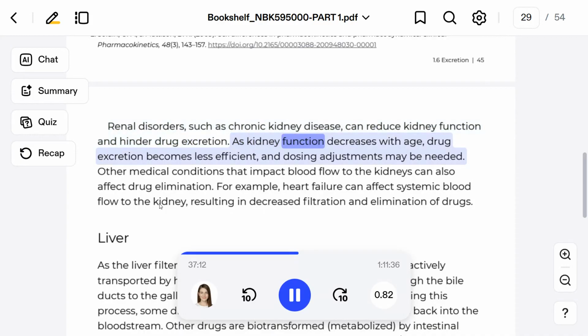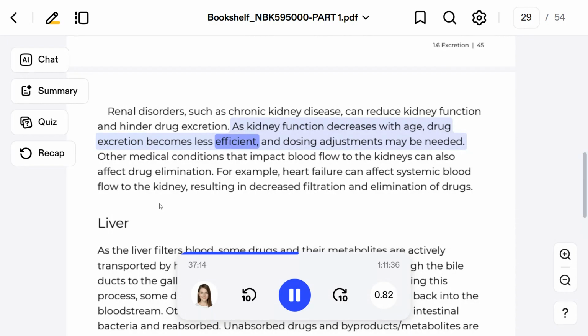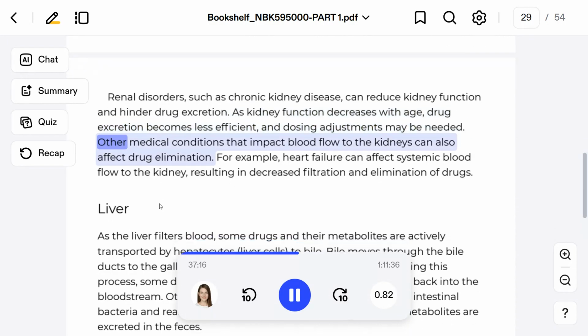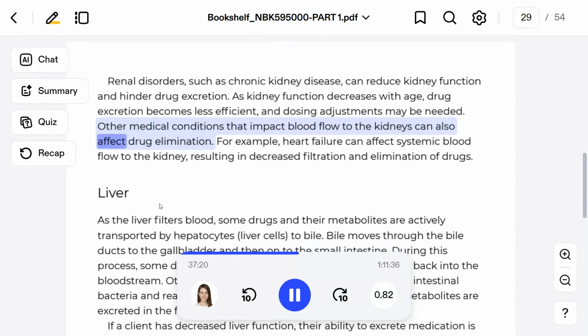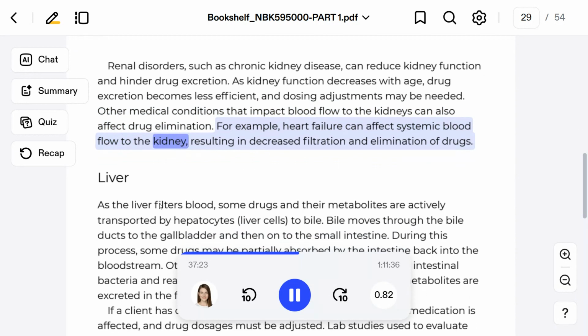As kidney function decreases with age, drug excretion becomes less efficient, and dosing adjustments may be needed. Other medical conditions that impact blood flow to the kidneys can also affect drug elimination. For example, heart failure can affect systemic blood flow to the kidney, resulting in decreased filtration and elimination of drugs.